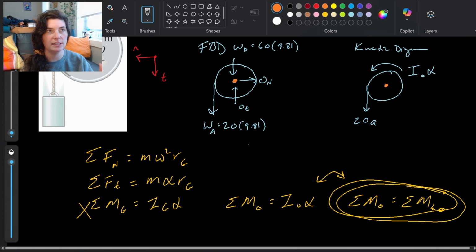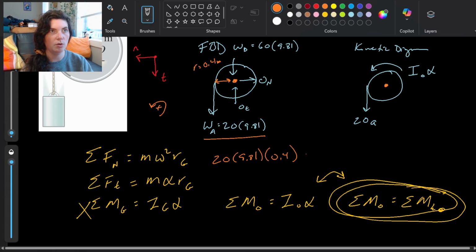And if I look at my free body diagram, I only have one force that's not on point O, and that's going to be my weight. So this radius, this distance here, was given as 0.4 meters, just for reference. I said that my counterclockwise was positive, so I'm going to have the force of 20 times 9.81 times the distance from O of 0.4. And that's it. That's all that goes on the left-hand side of my equation. That's all I get from my free body diagram.